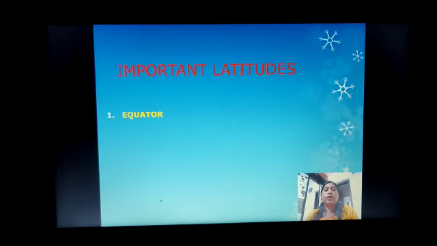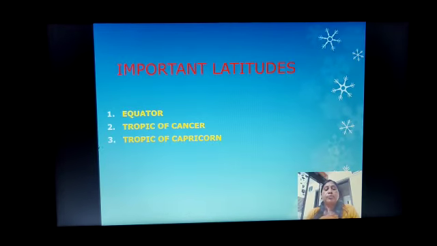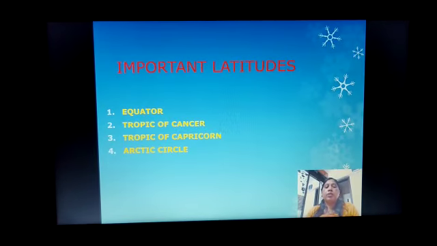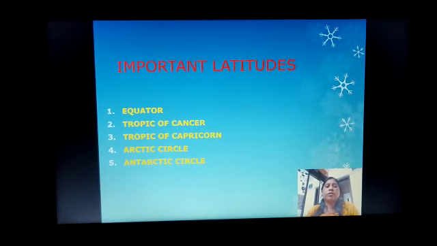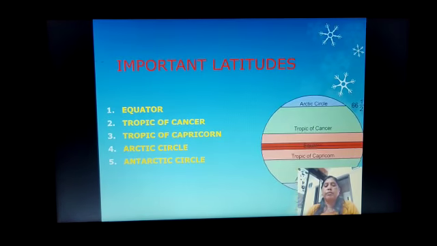Now, important latitudes. Some important latitudes are the equator, marked as 0 degree, Tropic of Cancer, which is in the northern hemisphere, marked as 23.5 degrees north, Tropic of Capricorn, which is in the southern hemisphere, marked as 23.5 degrees south, Arctic Circle at 66.5 degrees north of the equator, and Antarctic Circle at 66.5 degrees south of the equator.